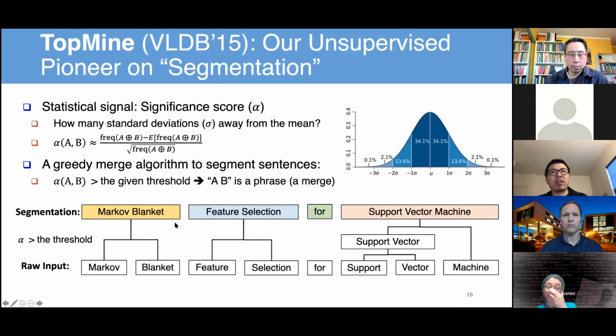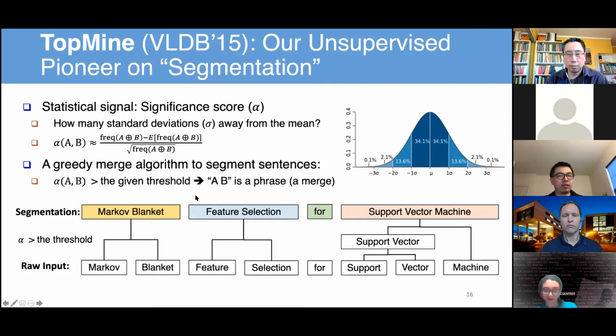Markov blanket, feature selection for support vector machine. So this sounds about right. And if we can get this as output, then we are done with the phrase mining, right? We get all the phrases and we know where they are. So this is an unsupervised method.